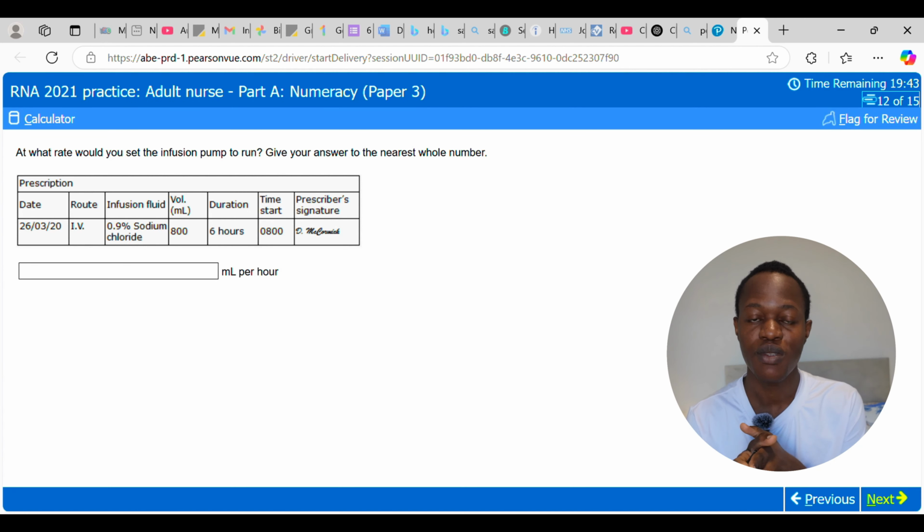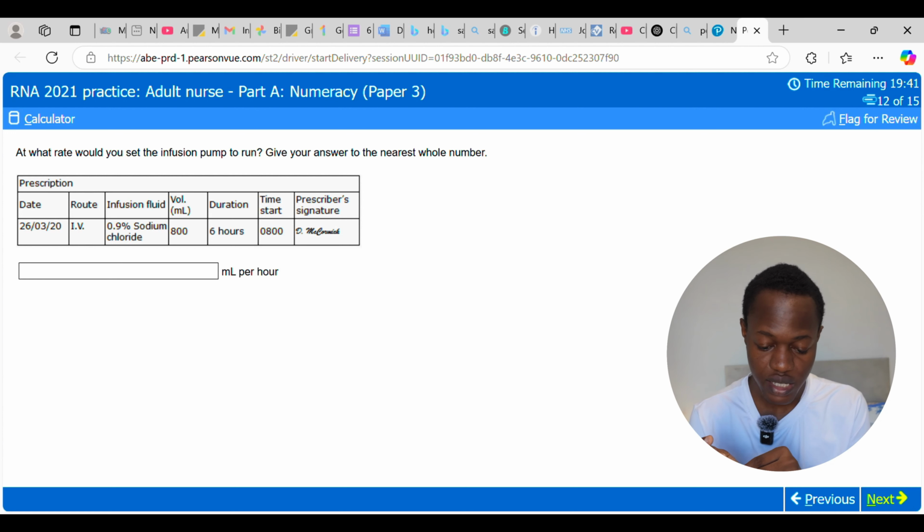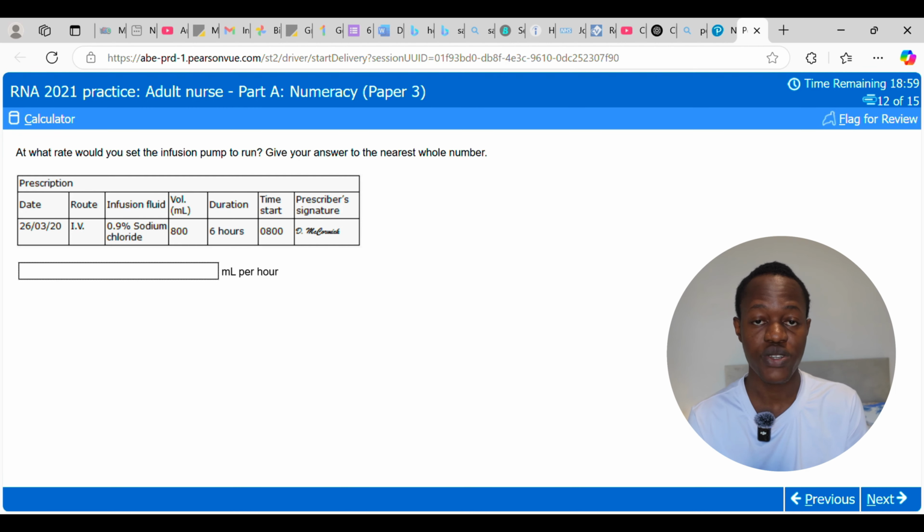Now we have come to the fluid rate charts. At what rate should you set up the infusion pump to run? Give your answer to the nearest whole number. We have a fluid volume of 800 to run for 6 hours. So basically what we are going to do is to divide 800 by 6. And that should give us 133.33. And the instruction is to give your answer to the nearest whole number. So our answer is 133 ml per hour.